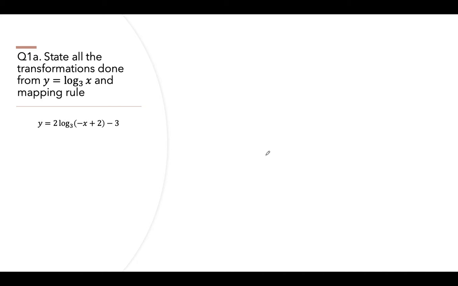Okay, so let's state all the transformations done from my parent function y is equal to log base 3 of x, and the mapping rule. First thing is look inside the bracket and notice that there's an expression negative x plus 2. And I don't want anything in front of x, but right now we have a negative. So let's factor completely whatever's in front of x. So log to the base of 3. I'm going to replace my original bracket with a square bracket, negative bracket x minus 2. I factored it completely.